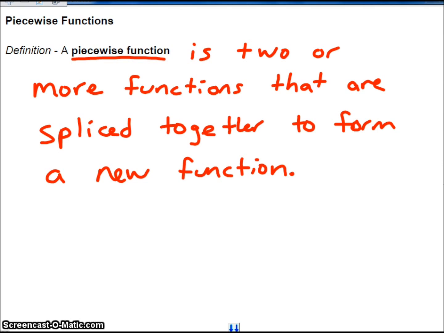So that's the way you want to think of this. We're going to cut two functions in half, and then we're going to take the half of one and splice it to half of the other, and we're going to tape them together. That's really what a piecewise function is.